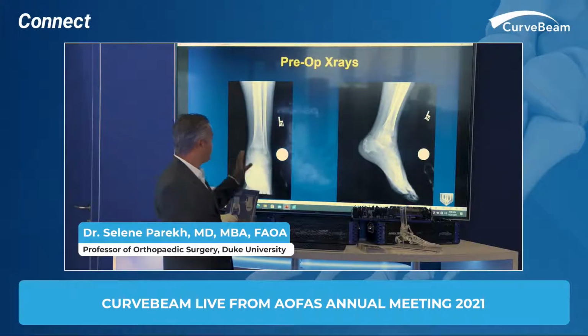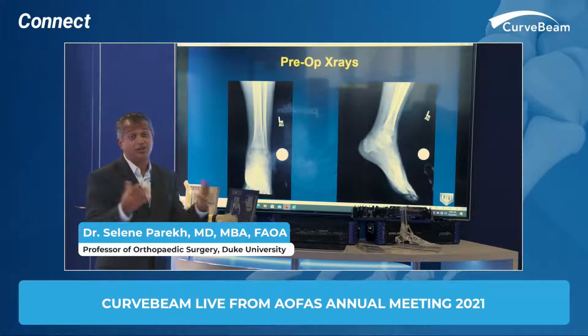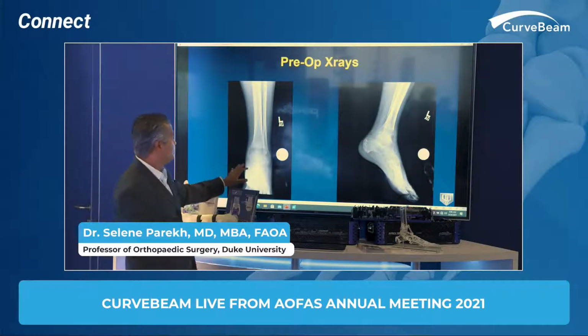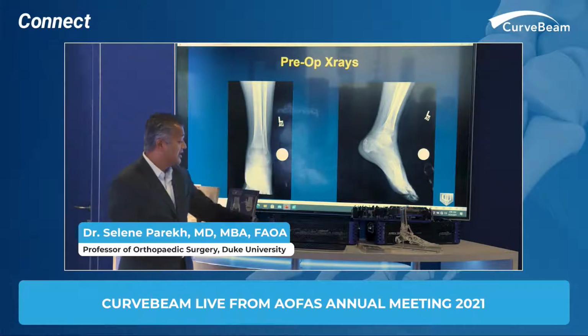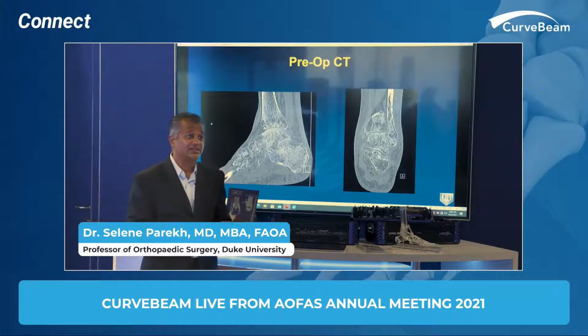So here's a case. This is a lady I inherited from the Charlotte area, actually. She had a motor vehicle accident, had a talus fracture, and then came in to see me. She comes in with these kind of x-rays, and she comes in already with a CT scan that's done. This CT scan is not weight bearing.